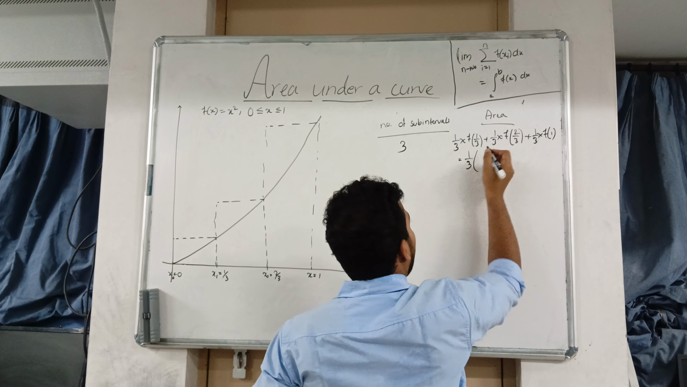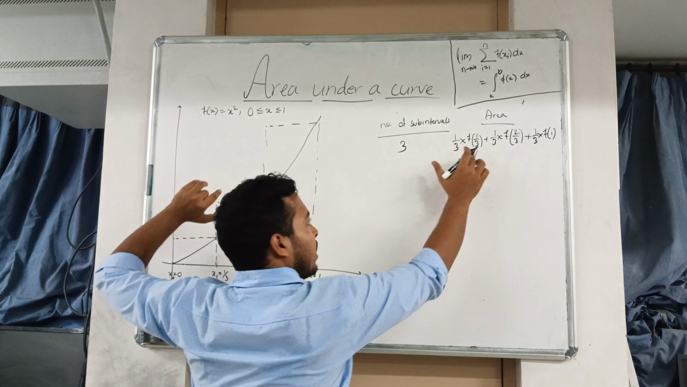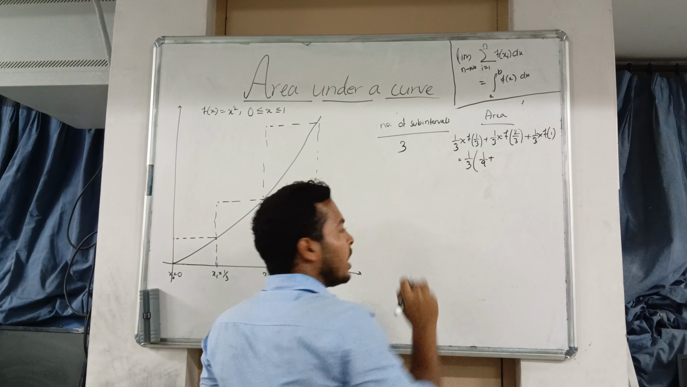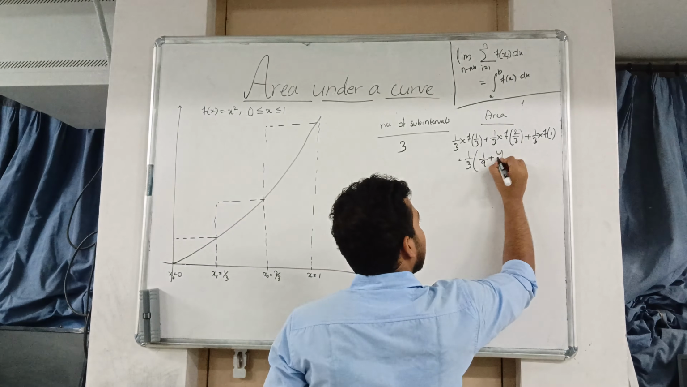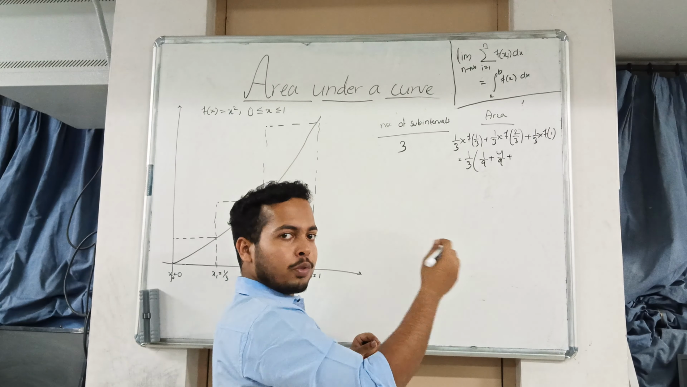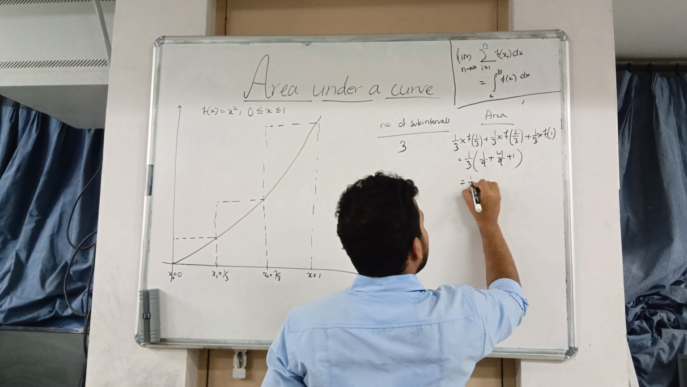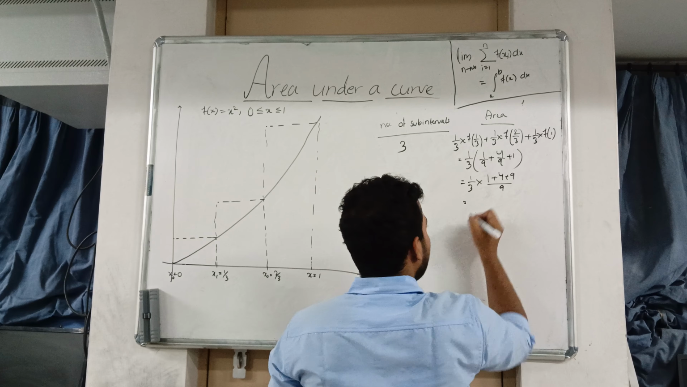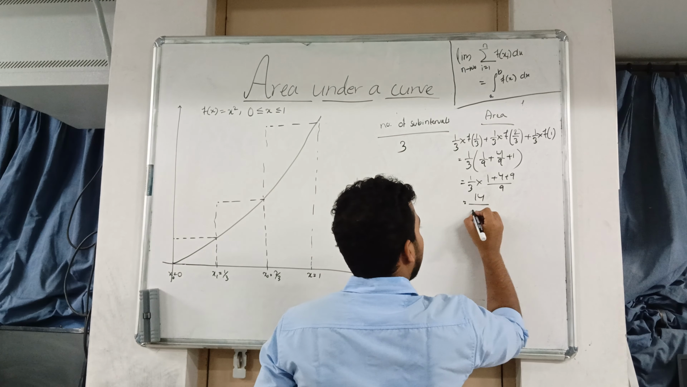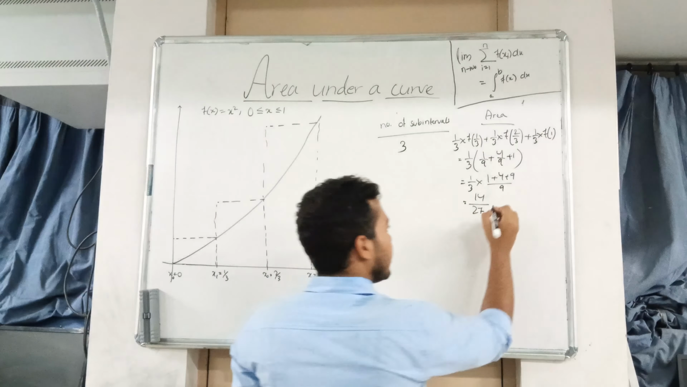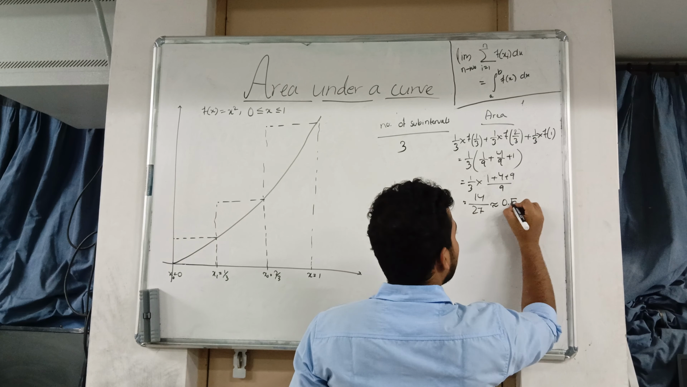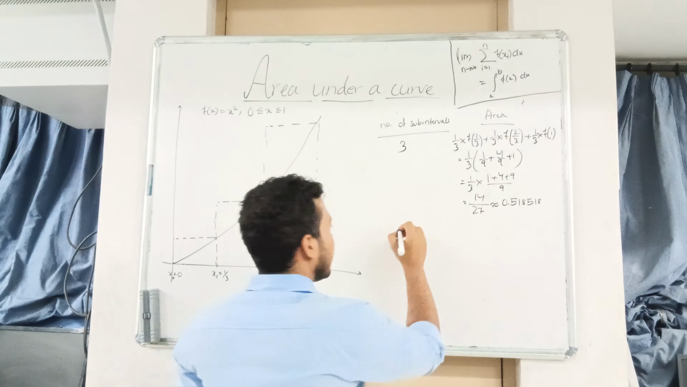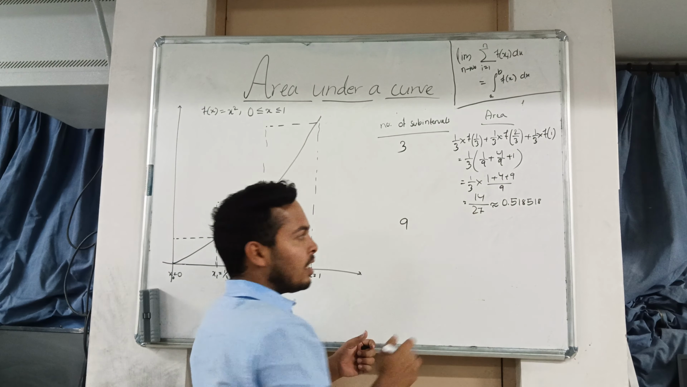Taking 1 by 3 common, I have f(x) equals x squared. So f of 1 by 3 would be 1 by 3 squared, that is 1 by 9. Similarly, f of 2 by 3 would be 4 by 9, plus f of 1, that is 1 squared, which is equal to 1. Now that is equal to 1 by 3 into (1 plus 4 plus 9) divided by 9, which is equal to 14 by 27. Now this is equivalent to 0.518518.